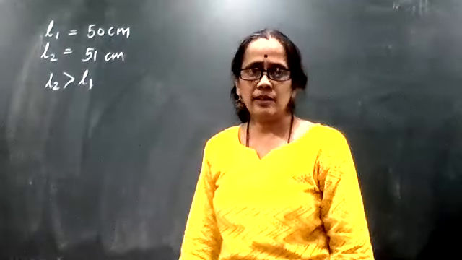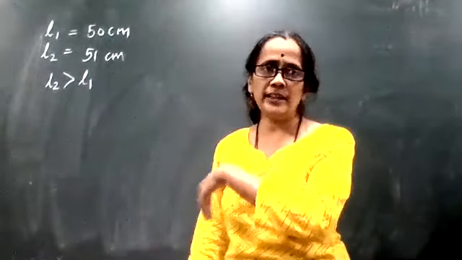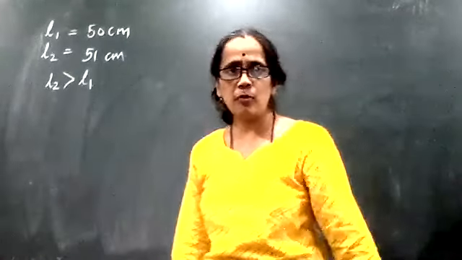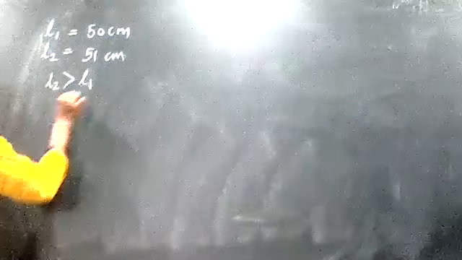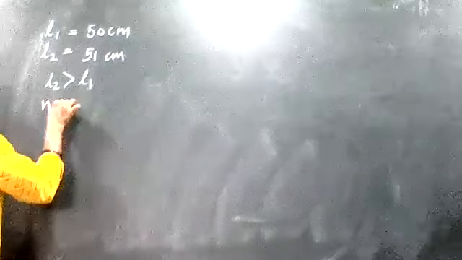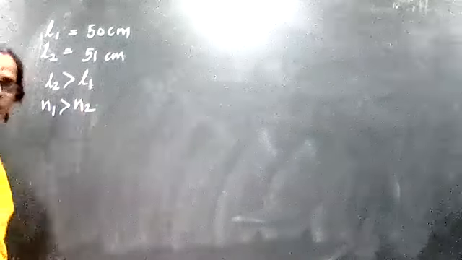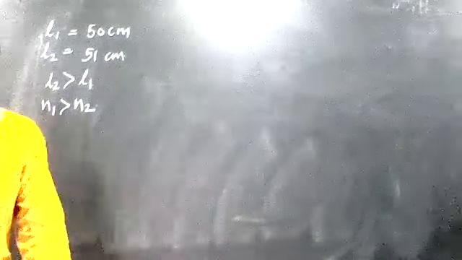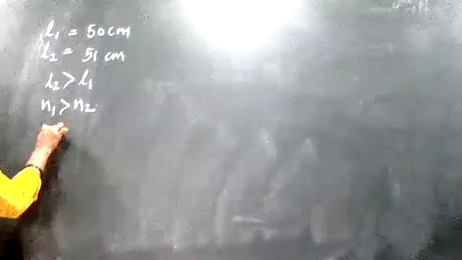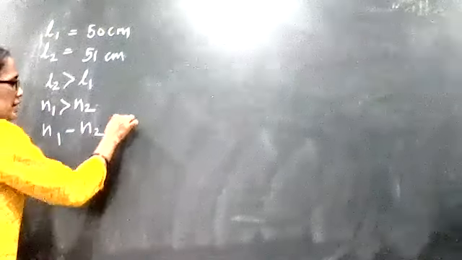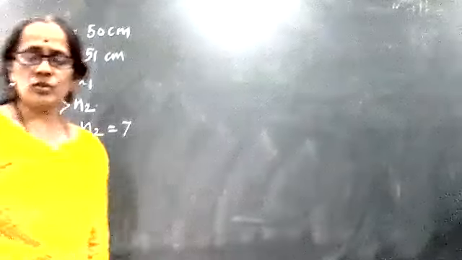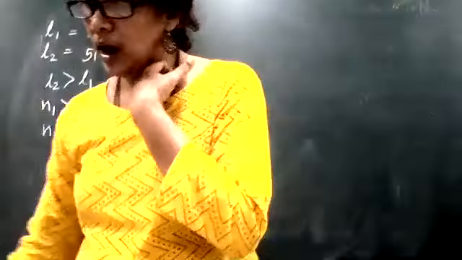Means your vibrating length and your frequency are inversely proportional to each other according to your sonometer law, right? So your N1 frequency is greater than your N2 frequency. And one more thing is given in the problem: the beat frequency per second. Beat frequency is the difference in the individual frequencies, that is N1 minus N2 is given as 7. So this much data is given to you and you have to find out the velocity of sound.